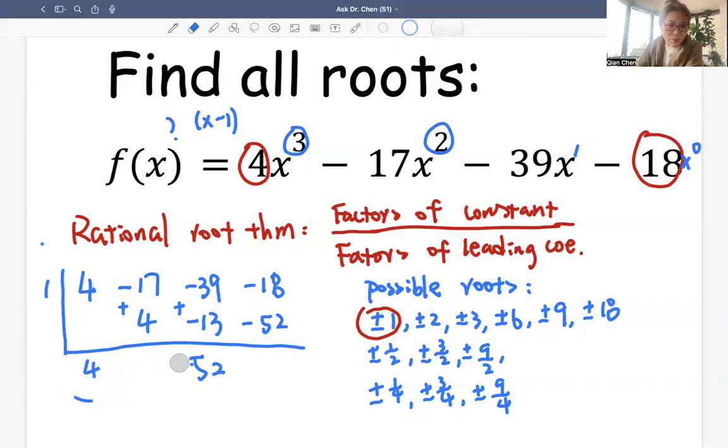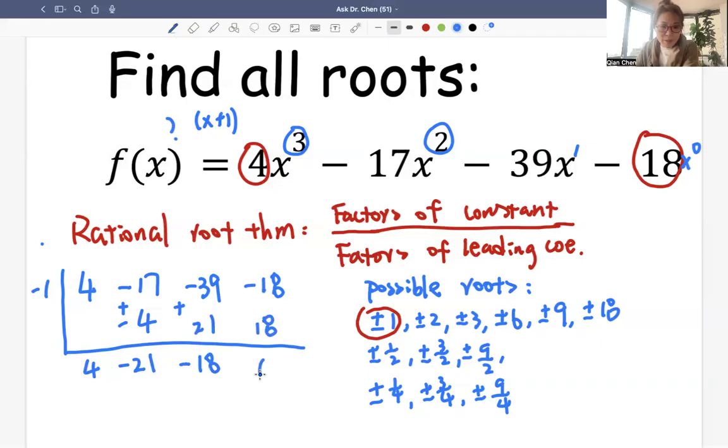Then we try negative 1. Negative 1 means we're thinking if x plus 1 is a factor. Negative 1 times 4, we get negative 4. We add those two, we get negative 21. Negative 1 times negative 21, we get positive 21. Add those two, we get negative 18. Negative 1 times negative 18, bingo, positive 18. Positive 18 plus negative 18, we get 0.